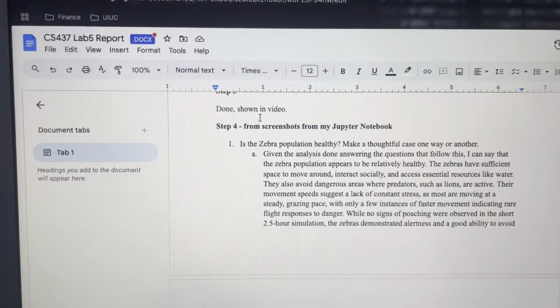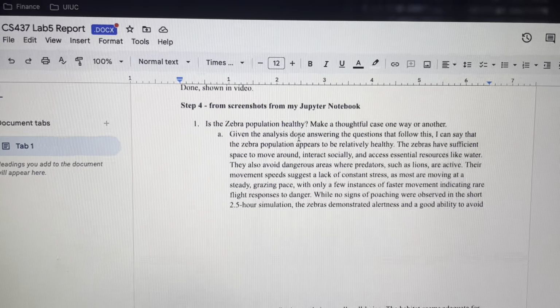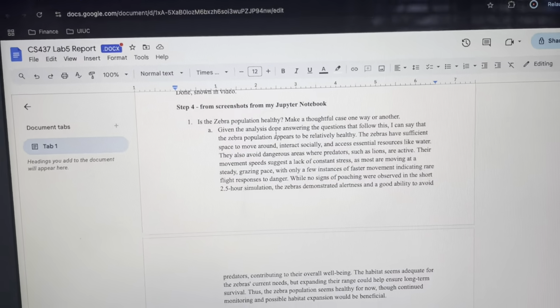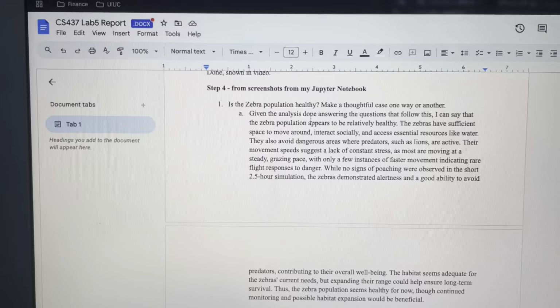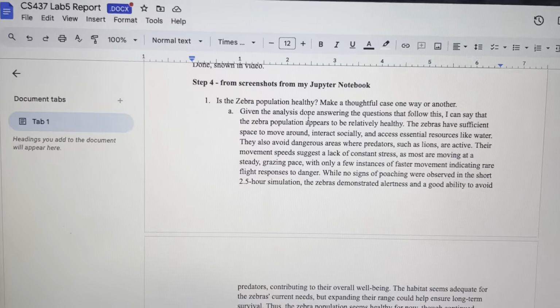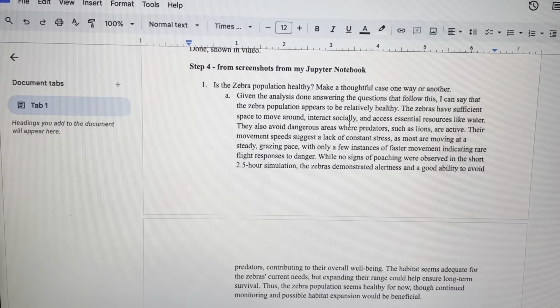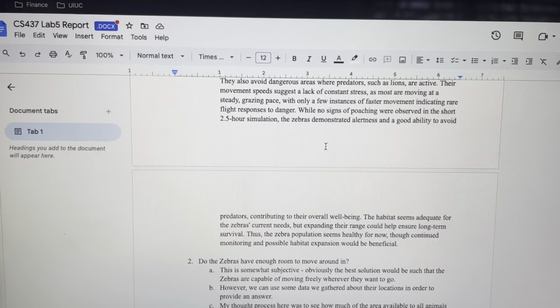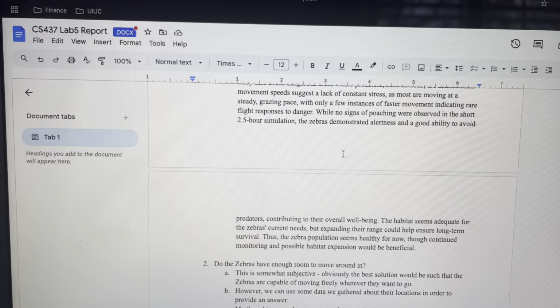So now I'll just get into the questions themselves. I didn't use any code for that first question, is the zebra population healthy? Because I think in doing the following questions, you actually get a really good answer. So I said that given the analysis done and answering the questions that follow this, I can say that the zebra population appears to be relatively healthy. I'll just keep it at that because I go into basically the detail that I discussed in this paragraph. And the conclusion that I came to is revealed through doing the next 6 questions.